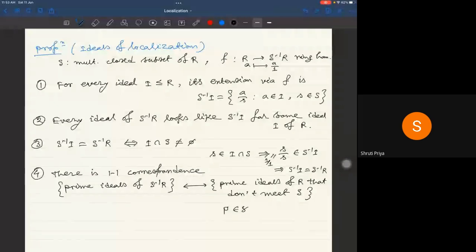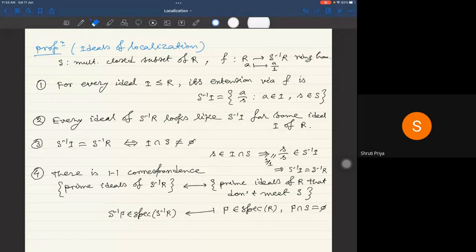Okay. So in other words, if P is a prime ideal of R such that P intersection S is empty, then S inverse P is a prime ideal of S inverse R. In fact, these are the only ones. So any ideal of S inverse R looks like S inverse P for some ideal P, and this is a prime ideal if and only if P is a prime ideal of R which does not intersect with S.